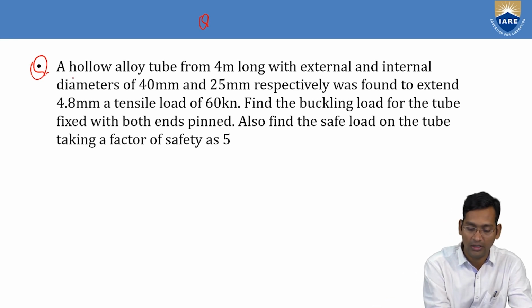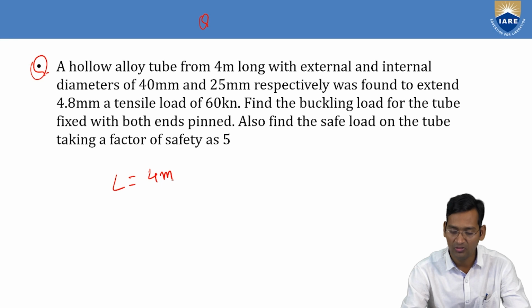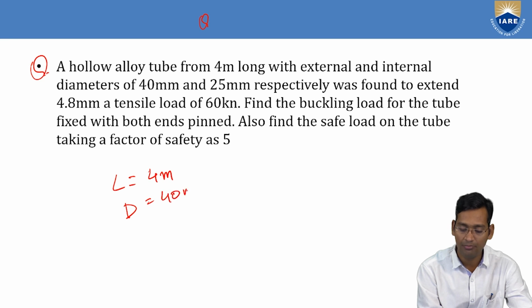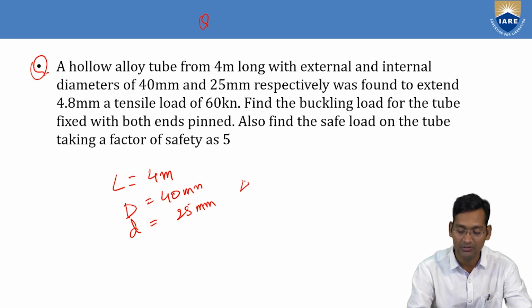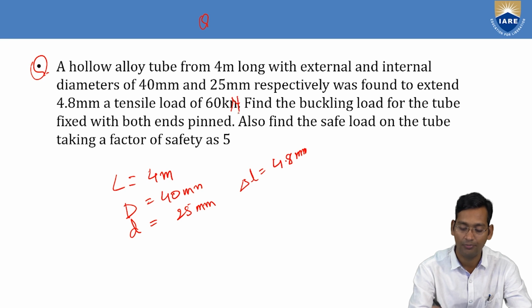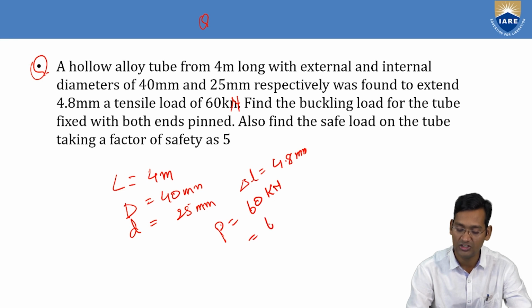So here just see what is given, like a hollow alloy tube 4 meter long. So L is given as 4 meter, with external and internal diameter, that capital D is given as 40 mm and small d, that internal diameter, is given as 25 mm respectively, was found to extend 4.8 mm. So delta L is given, that got extended by 4.8 mm, under a tensile load of 60 kilonewton. So load is given, that P is 60 kilonewton, or you can say 60 into 10 to the power 3 Newton.